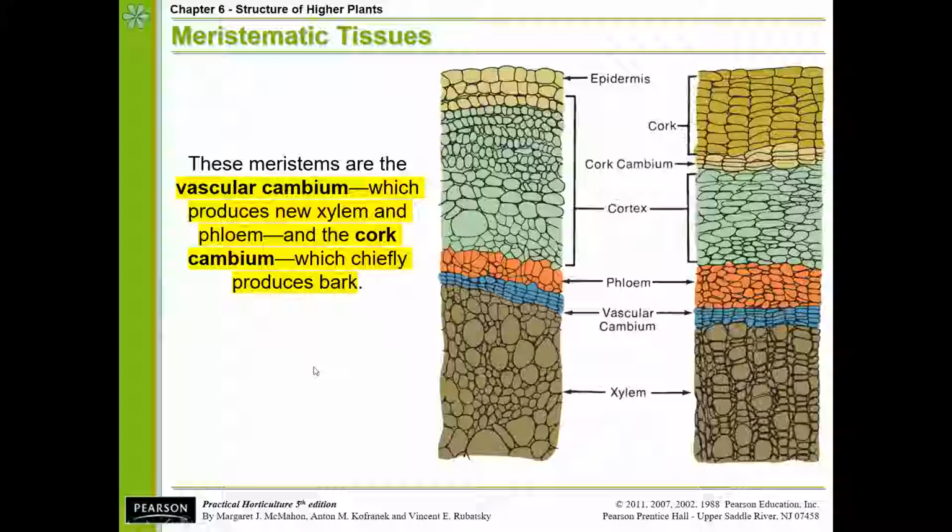It's really important to be able to tell where the vascular cambium is for propagation, especially for grafting. If any of you are interested in orchard production, or if you're doing something on apples, when you talk about grafting, one of the biggest issues is matching up the vascular cambium of your scion and rootstock. So anyway, vascular cambium produces xylem and phloem. The cork cambium, which is the secondary cambium up here, produces mostly bark tissue.